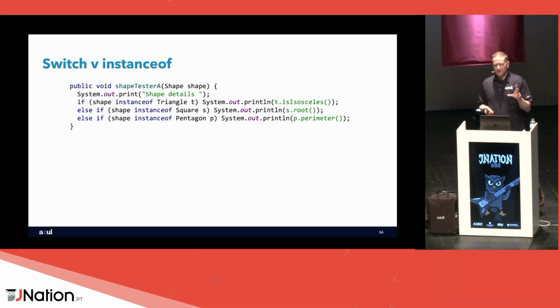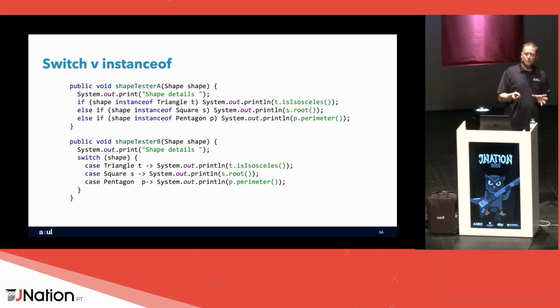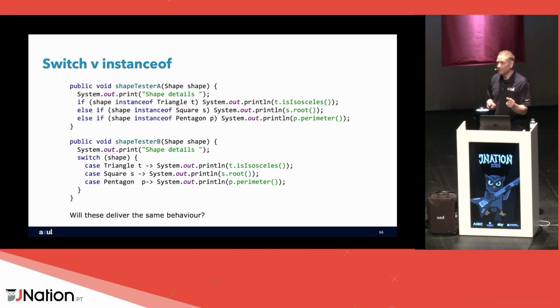How about if I do this? So I'm going to have shape details, and this time I'm going to use instanceof for triangle, square, and pentagon, and just call the appropriate method. I'll do the same thing, but this time I'm going to use a switch where I do case triangle, case square, case pentagon. And the question is, will these deliver the same behavior? And since I'm running out of time, I'm not going to ask the audience.